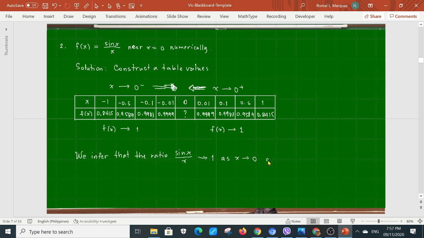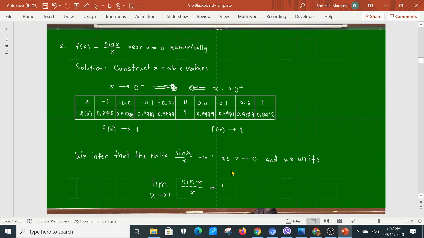Okay? And how do we write that in formal notation? Limit as x approaches 0 of sine x over x is equal to 1. You have to remember this because later it will become a formula in finding limits involving trigonometric functions and algebraic expressions. Did you understand, guys? That is how to find it by numerical value.